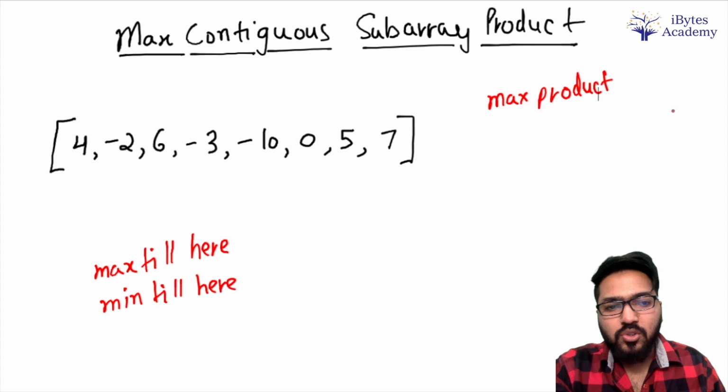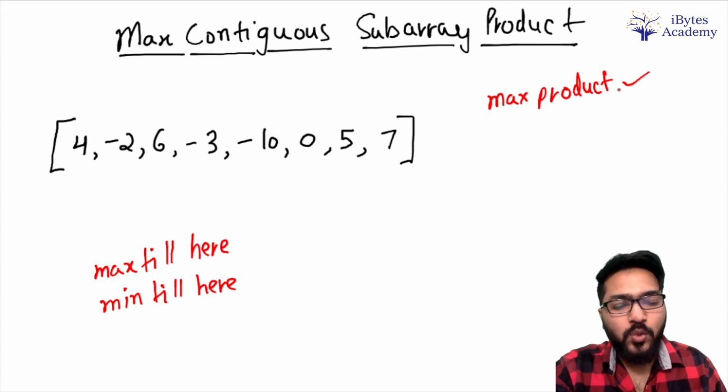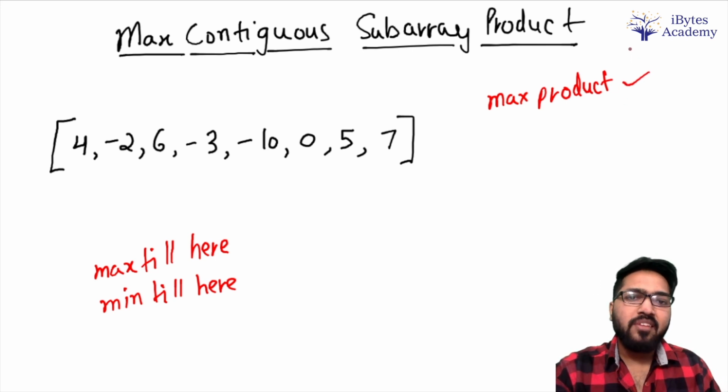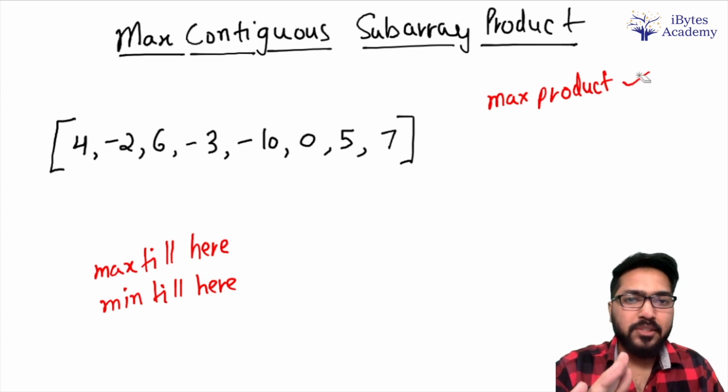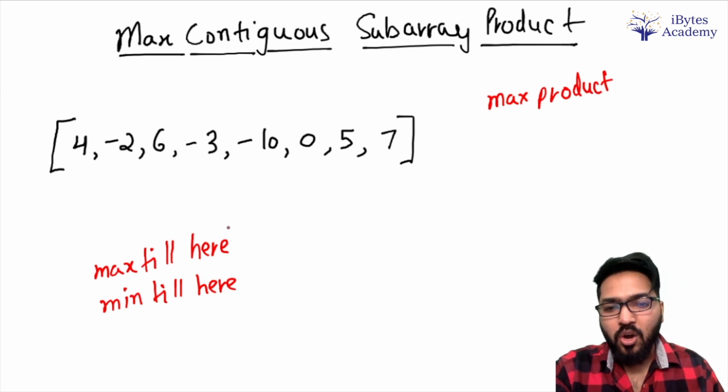Okay, so I'm constantly going to update this max product whenever I find a maximum value. At the end, my answer is going to be in max product. Okay, chalo. Now what I'm going to do is initialize this max till here with 1 and min till here with 1 as well.